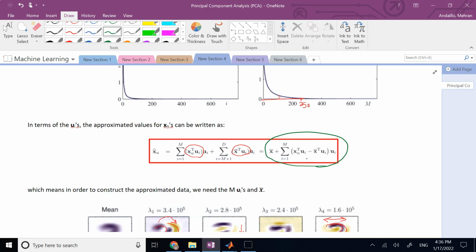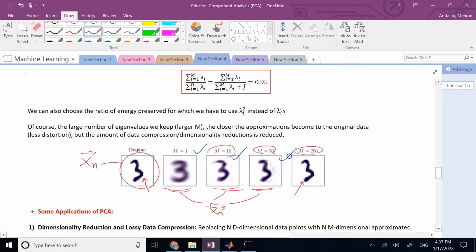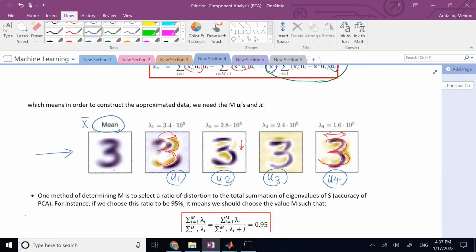How do I form it, or what do I need to get my approximation? The data that you need to do the approximation is x bar, as well as the UIs. So if you want to do the approximation, you need the UIs and x bar, and that's why in this image I not only showed you the UIs that you need to keep, I also showed you the average, the x bar. You also need that if you want to make these guys. You need all the UIs that you want to keep, the 10, the 50, the 250, plus the average, which is this guy.